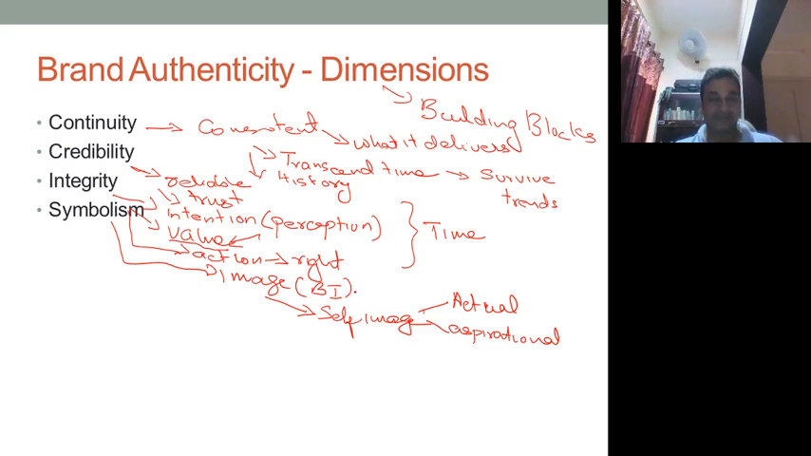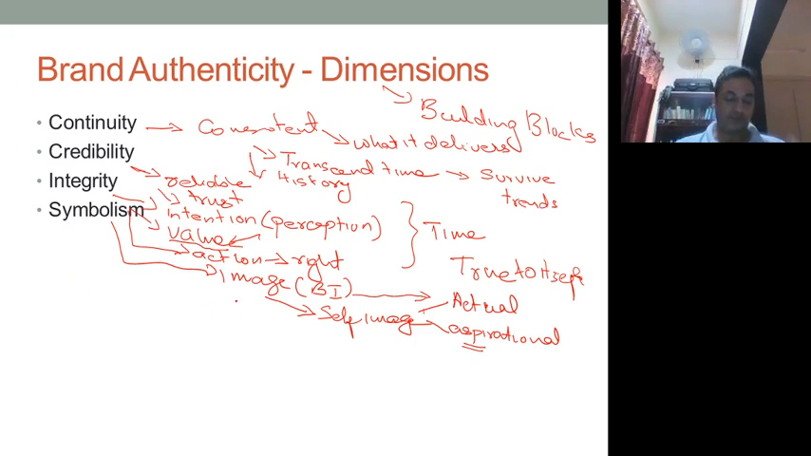Research has suggested that when you are building authenticity, your brand's image should connect to the actual self image of the consumer rather than the aspirational self-image of the consumer. So that is very important, because essentially brand authenticity is all about being true to itself, right? So you need to connect the image of the brand to the actual self image of the consumer.